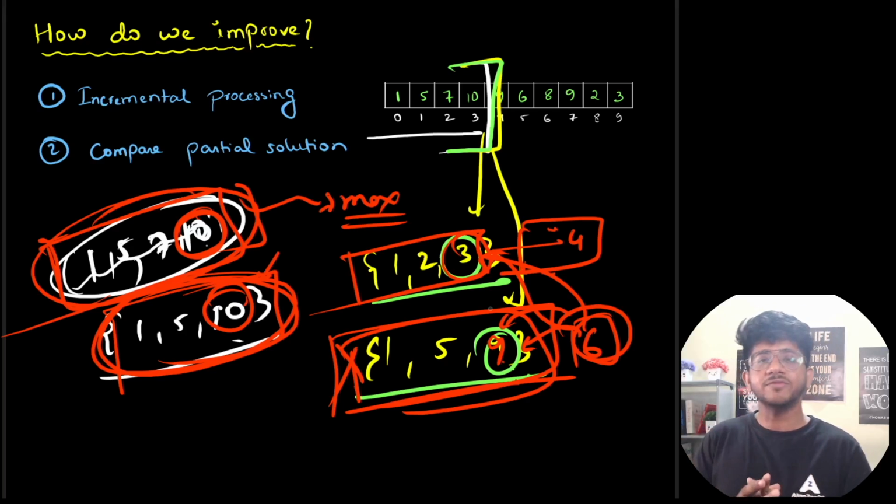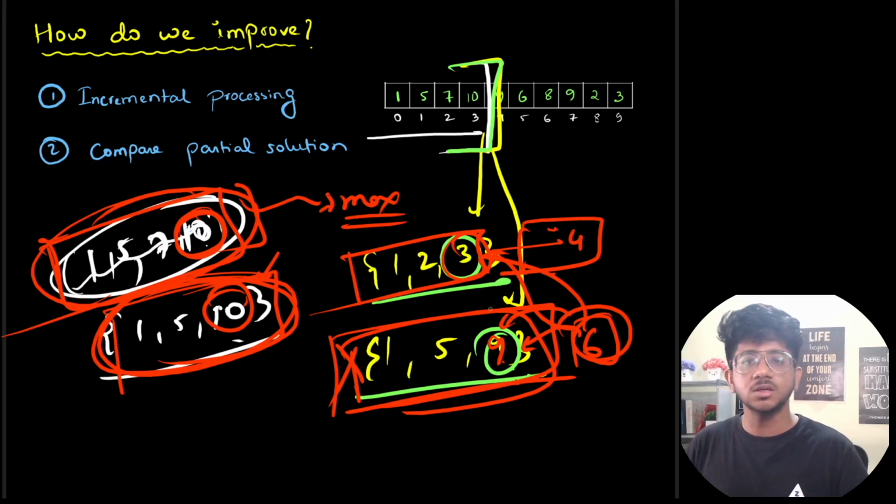So at any point in time, we have two subsequences which have the same length. Ideally, we would try to keep the one with the smaller ending value, because those subsequences would be more and more relevant. So that's something we keep in mind as well.